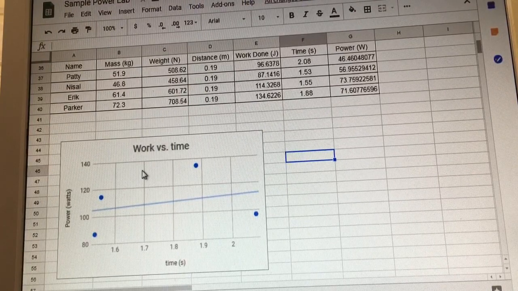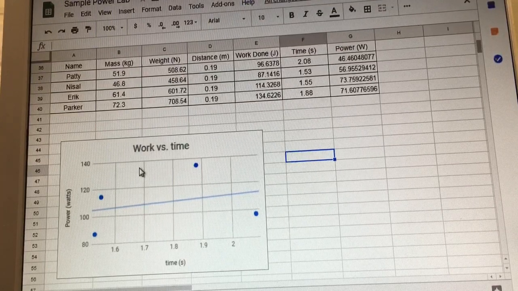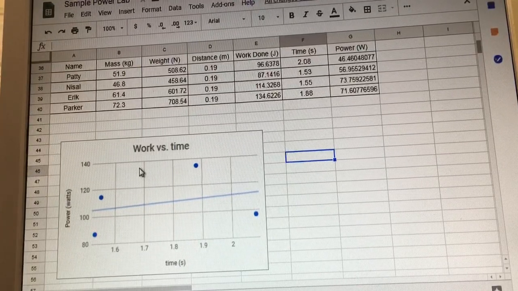Where are the columns that have the work and time data in them? You can look on yours or mine. It's probably the same. The columns have letter names. E is the work, and F is the time. Okay, so we just have to remember that and then see where the data is.